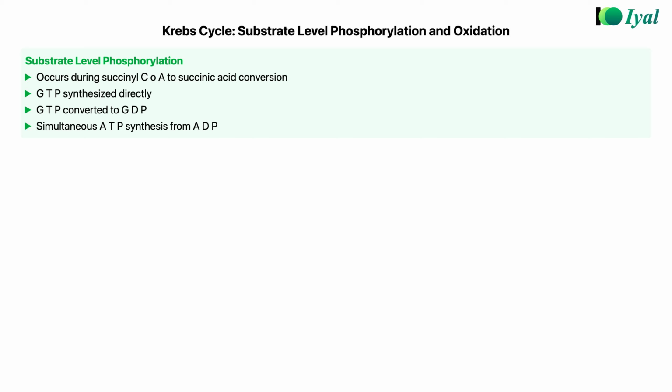Now, very important step. When succinyl-CoA is converted to succinic acid, energy is captured directly as ATP. This is called substrate level phosphorylation. Here is what happens. GTP, guanosine triphosphate, is first synthesized. This happens directly from the energy of the substrate oxidation. Then GTP is converted to GDP and at the same time ATP is synthesized from ADP. So we get ATP directly. This is different from electron transport phosphorylation, which we will see later. Here it is direct substrate level. ATP made directly from the energy of breaking bonds. Only 1 ATP per cycle, but important.